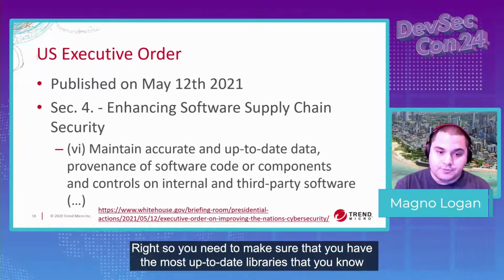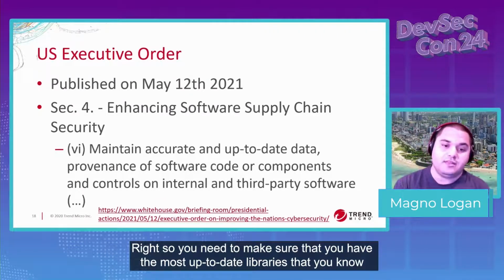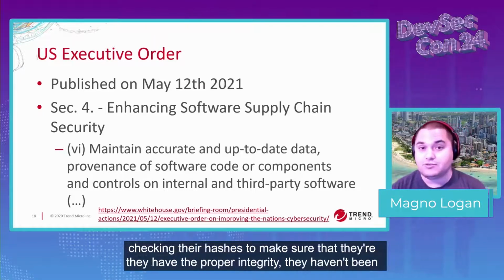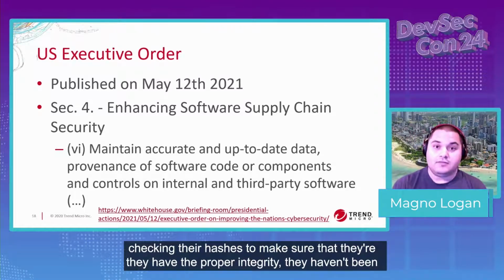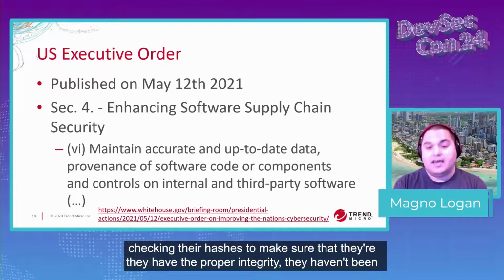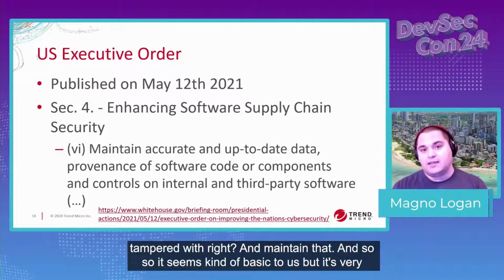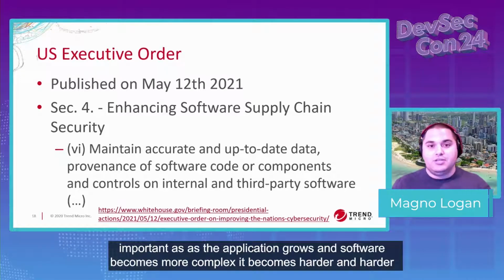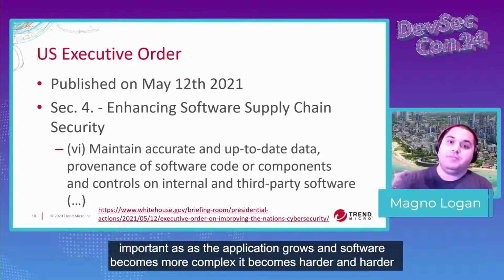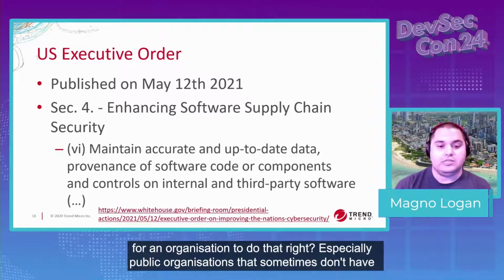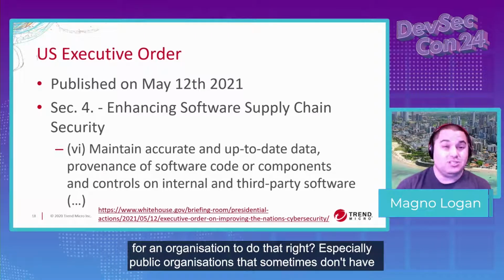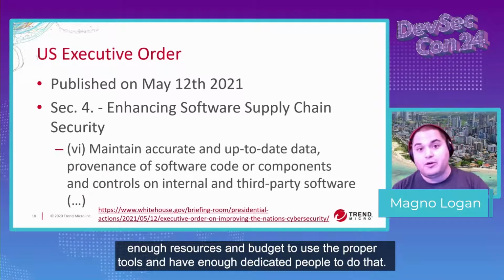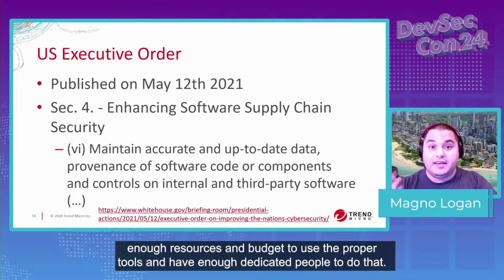So you need to make sure that you have the most up-to-date libraries, that you know where you're downloading those libraries from, and that you're checking them, checking their hashes to make sure they have proper integrity and haven't been tampered with. And maintain that. It seems kind of basic to us, but it's very important, because as the application grows and software becomes more complex, it becomes harder and harder for an organization to do that. Especially public organizations that sometimes don't have enough resources and budget to use the proper tools and have enough dedicated people to do that.